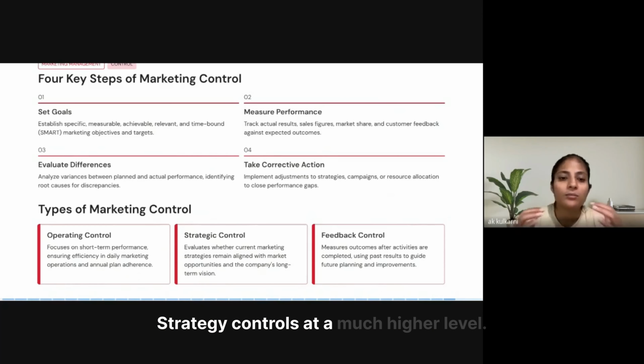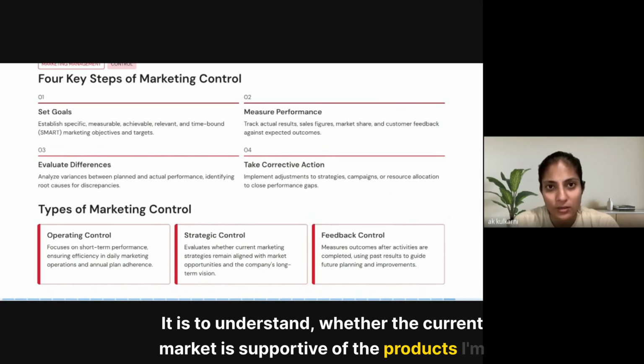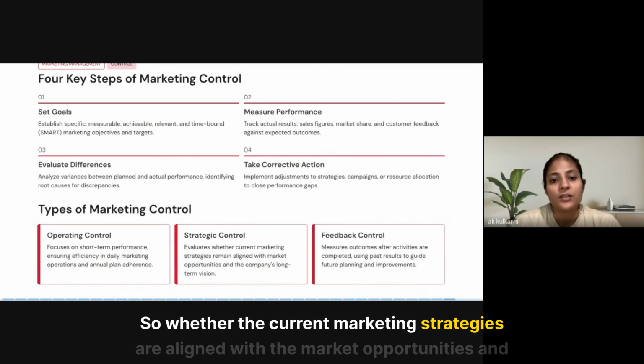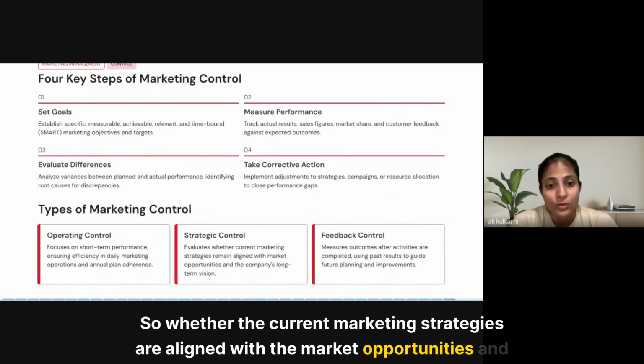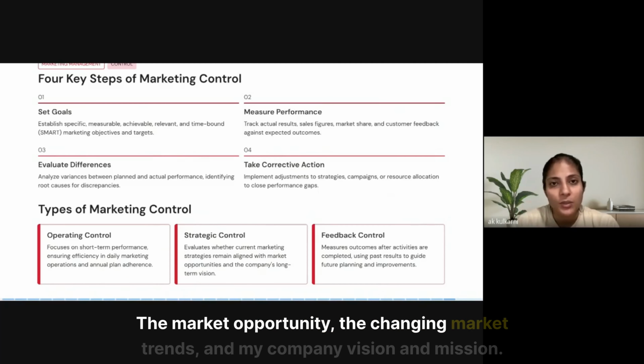Strategic control is at a much higher level. It is to understand, okay, whether the current market is supportive of the products I'm selling right now, or do I need to innovate? So whether the current marketing strategies are aligned with the market opportunities and my vision. So it has to be an alignment of everything: the market opportunity, the changing market trends, and my company vision and mission.